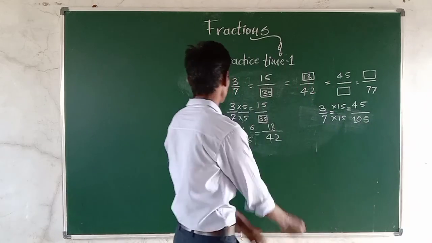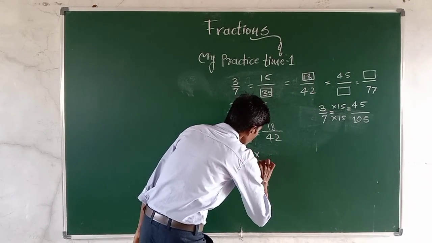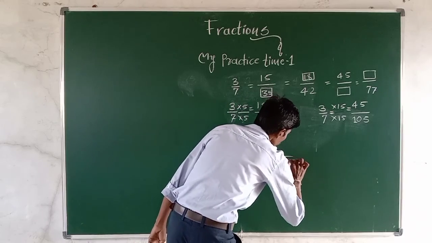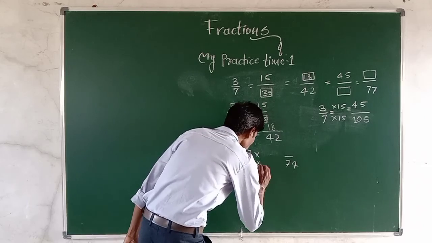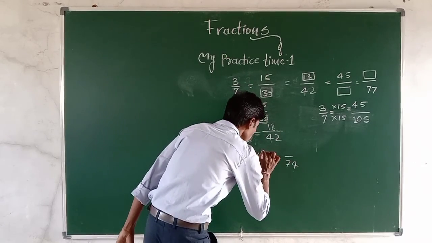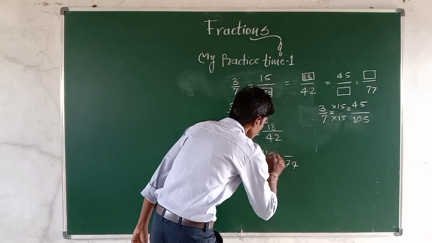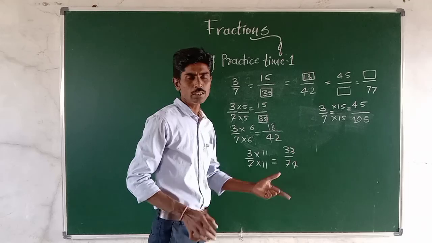Now 77. So 3 by 7 is equal to something over 77. How does 77 come? 7 multiplied by 11 is 77. So 3 also multiplied by 11 is 33. In this way we have to fill these boxes.